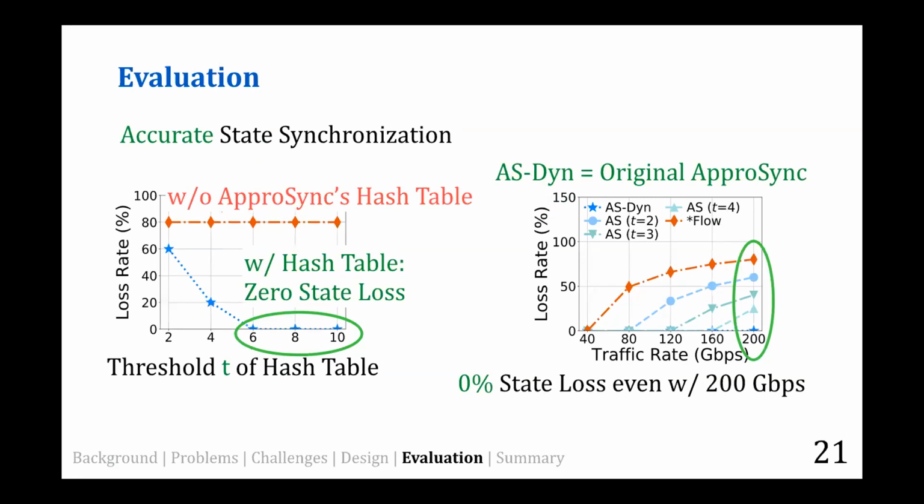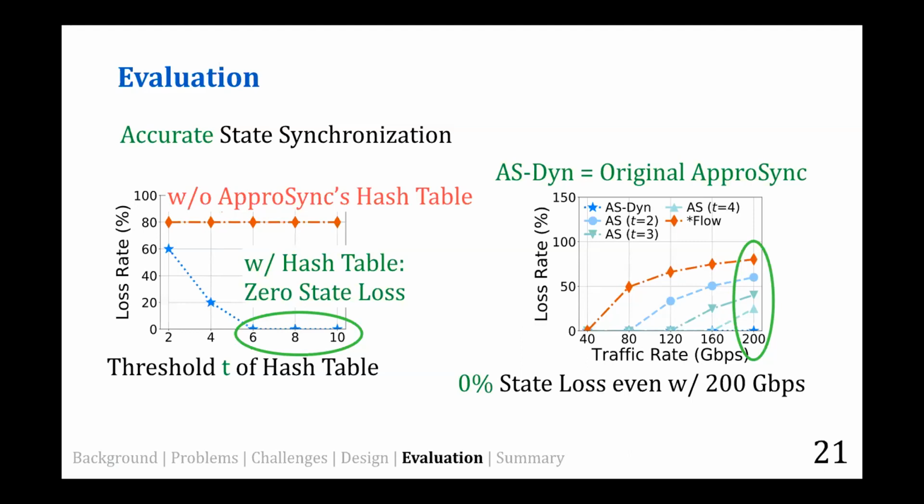Second, we evaluate that ApproSync offers accurate state synchronization. In the left figure, we present the measured loss rate of state values during state synchronization. There are 2 situations. First, without ApproSync, the state synchronization of traffic mirroring and Star Flow loses around 18% state values, which is unacceptable. Second, with the hash table of ApproSync, ApproSync is able to achieve loss-free state synchronization.